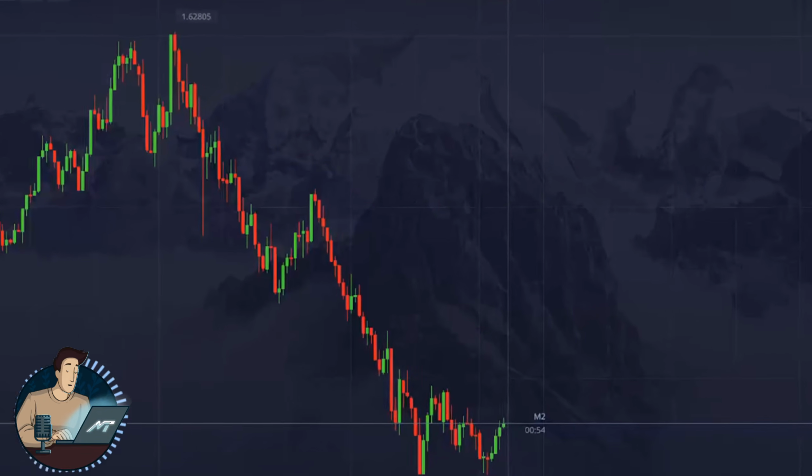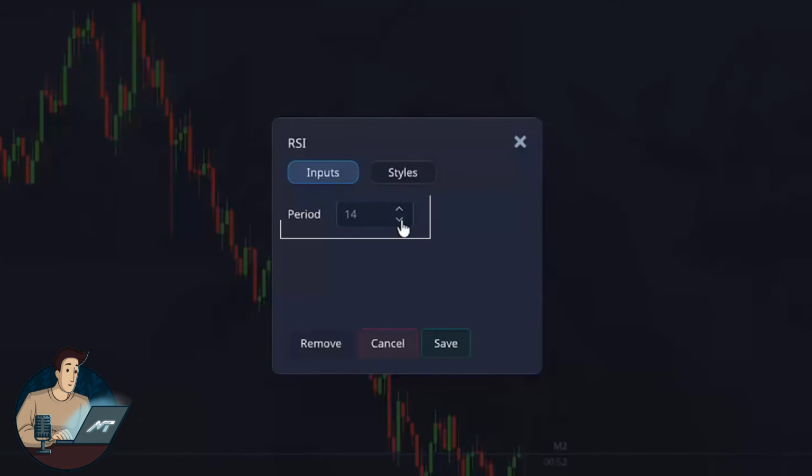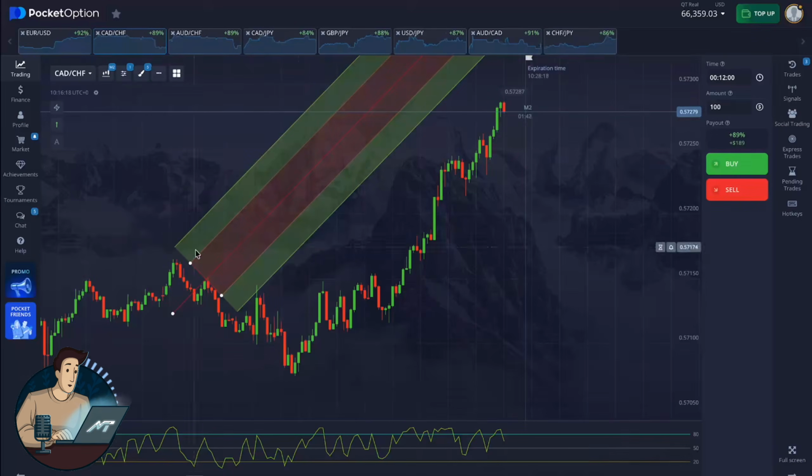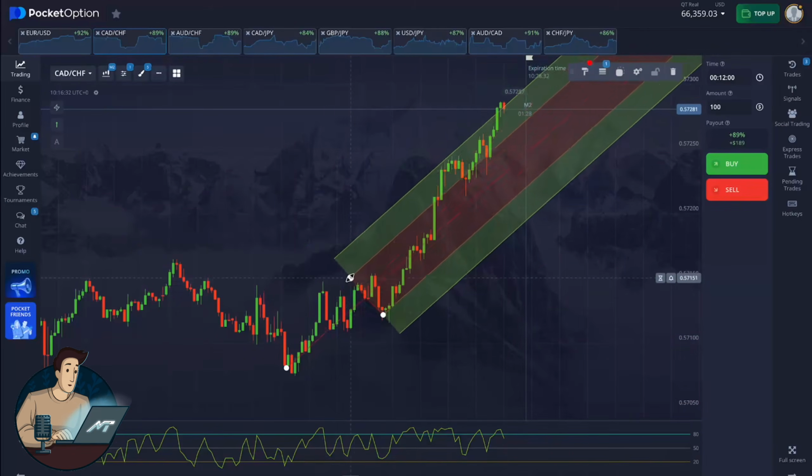Let's start by setting up the RSI indicator. Set the period to 3 so it reacts only to the most recent price movements, and bump the zones up to 80 and 20 to filter out all the extra noise. Once you see the trend, place your pitchfork.